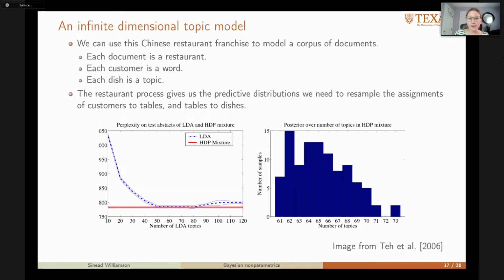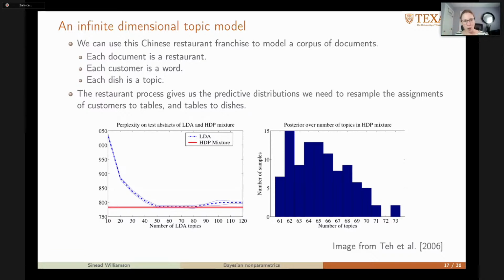So we could do cross-validation on the number K, right, and learn all of these separate models. But it's a lot easier to just learn one model that infers that value of K. And here we see that sort of empirical distribution over the number of topics that we get out of using this hierarchical Dirichlet model. And we see it corresponds nicely with the ranges of K for LDA where we got good performance. So this is kind of a one-stop shop for doing that dimensionality selection.